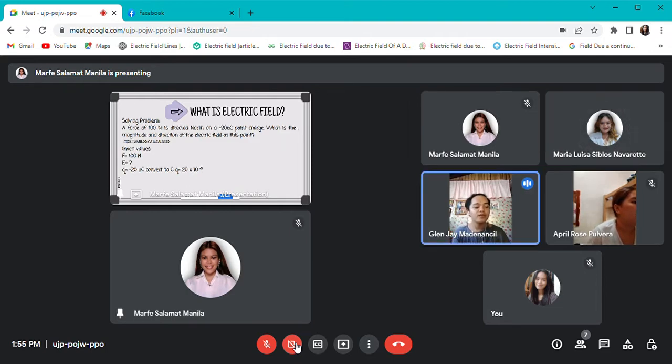So the answer would be 5.0 times 10 raised to the power of negative 6 Newton per coulomb. So we will assess if we are right. Next slide.